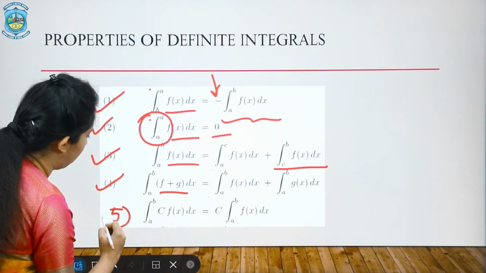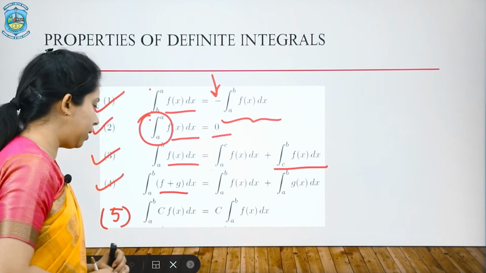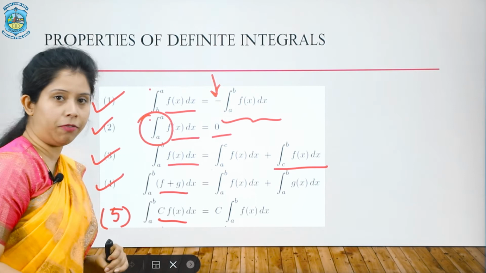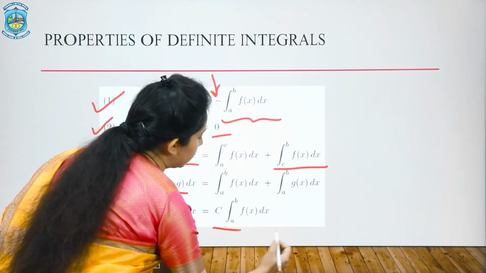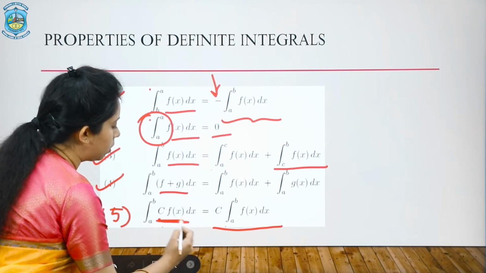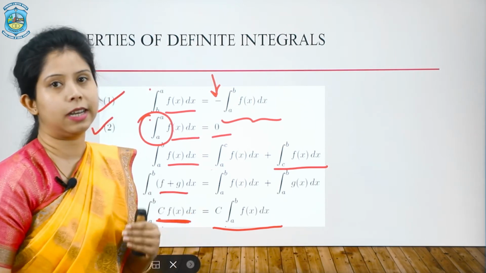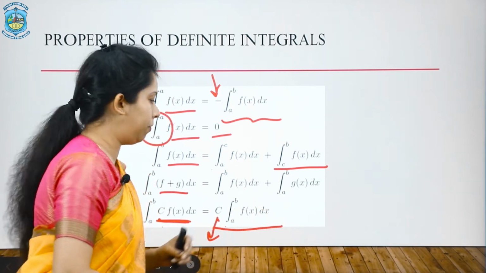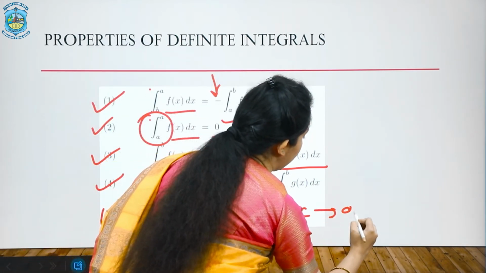Now, the fifth property of definite integral is integral a to b c into f of x dx is equal to c into integral of f of x dx. Here, the product of a constant and a function is equal to the product of the constant and the integral of the function. Here, c is any constant.